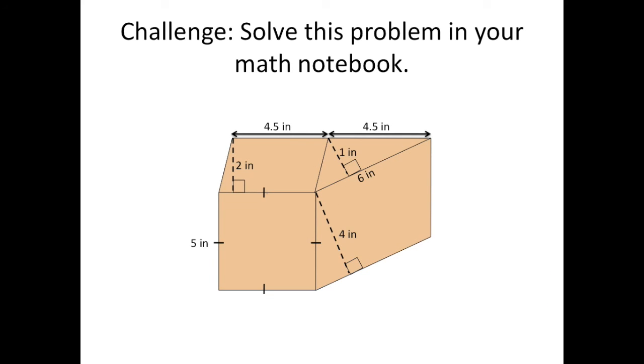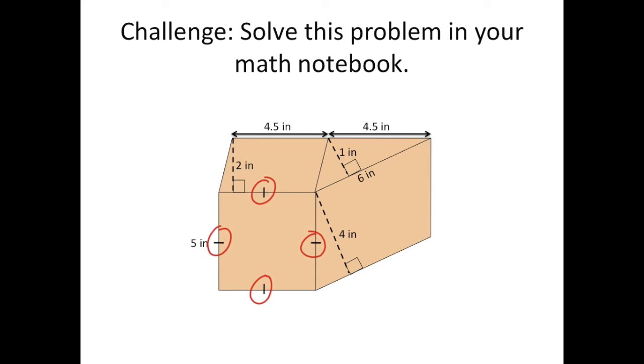Okay, now here's a challenge for you. I would like you to solve this problem in your math notebook. Before beginning, let me give you one hint because we were forgetting what these meant the other day. Take a look at this figure here. You'll notice that on each side of this figure is a small black line. What does that line mean? Think about that for a second because you're going to need that information in order to solve this problem.